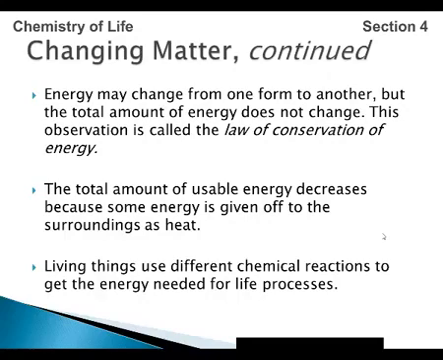So living things use different chemical reactions to get the energy they need for life processes. Some of the energy we convert into a substance called ATP, adenosine triphosphate. That is the energy that is then sent to your cells to supply them with what is needed for them to go through the processes that they go through. And then some of that energy is released in the form of heat. Your body needs to retain that heat, and we'll see later on in this PowerPoint why our body needs to retain some of that heat.